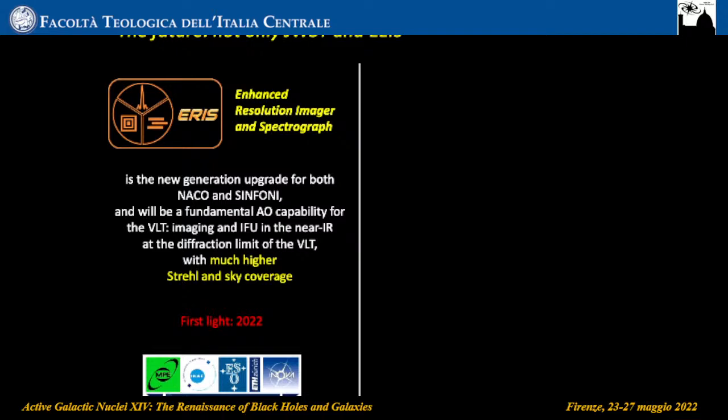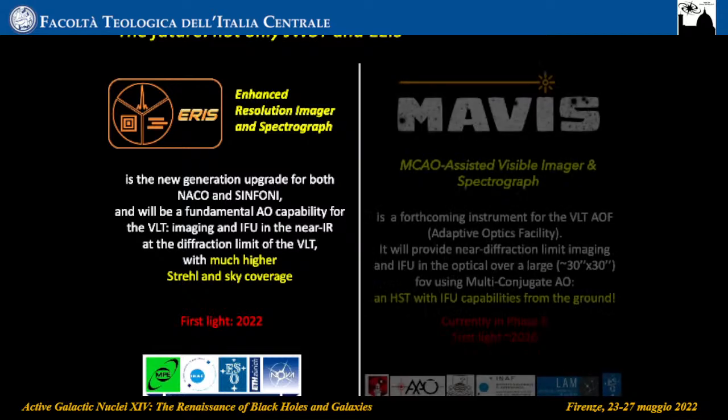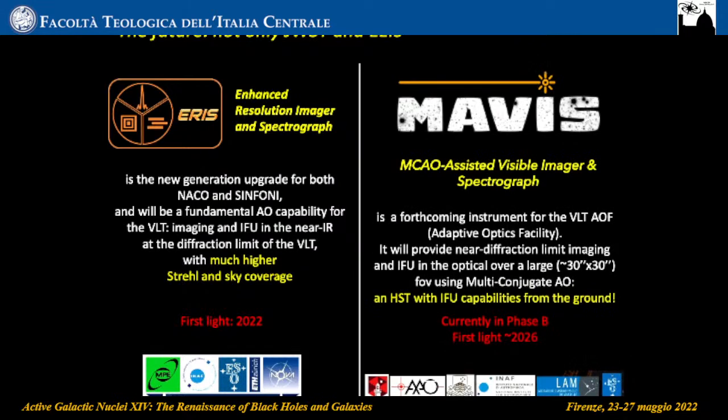Then there are other ground-based integral field spectrometers. One is ERIS, which works in the near infrared, is now being commissioned and will be available at the end of the year. That is basically the improved version of SINFONI with much higher sensitivity, Strehl ratio, and sky coverage. And finally, we will have in a few years MAVIS, that is a multi-conjugate AO-assisted spectrograph and imager in the optical. So it will be a machine that is able to produce HST-like images from the ground, as well as integral field spectroscopy.